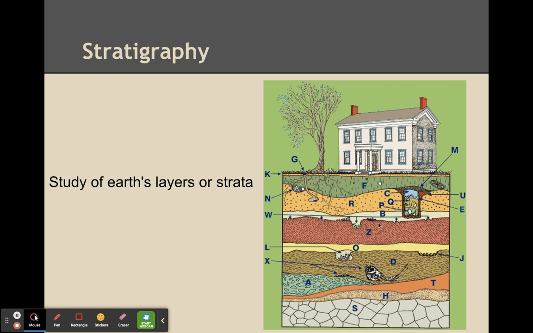So if you look at these here, we have layer F, which is this layer that's closest to the surface. Further down, we have layer Z, which looks a little bit different, right? We've got D that looks like some fossils in it, and then S, which is at the very bottom. So if you want to think about which of these layers would be the oldest, you're going to answer that on the Edpuzzle.